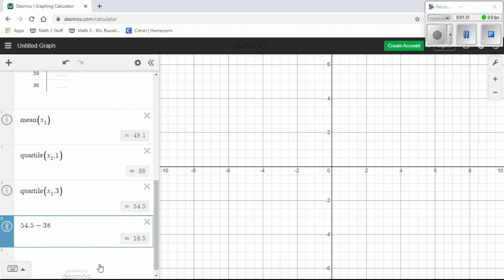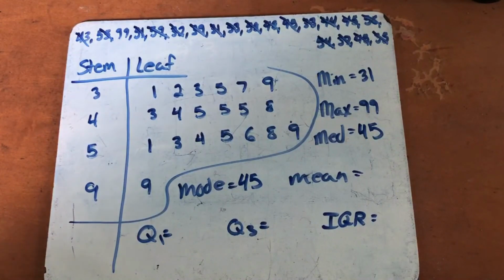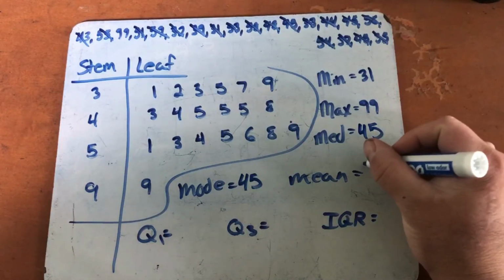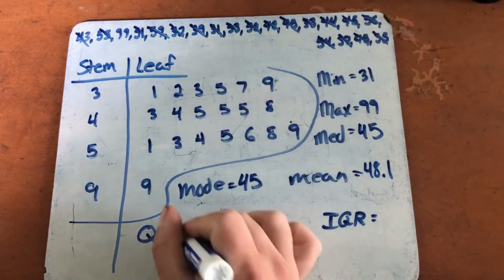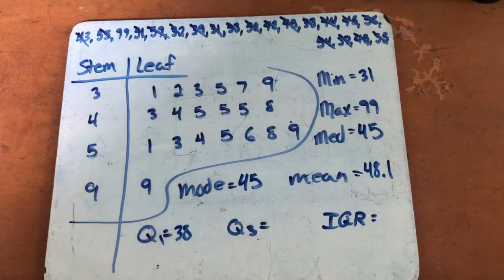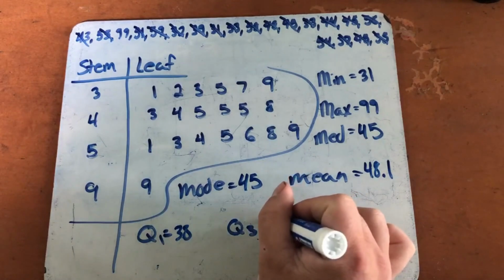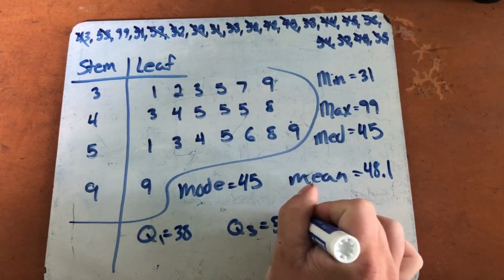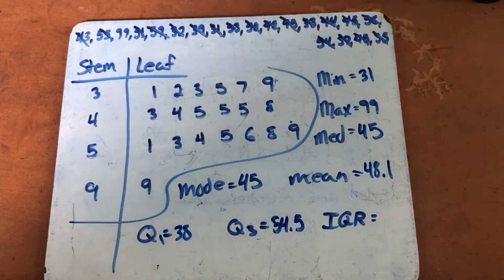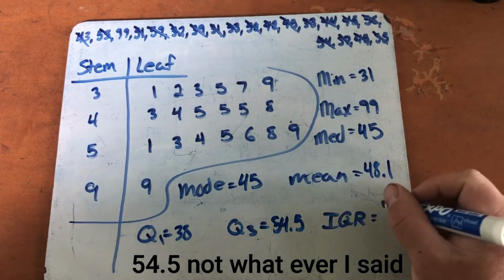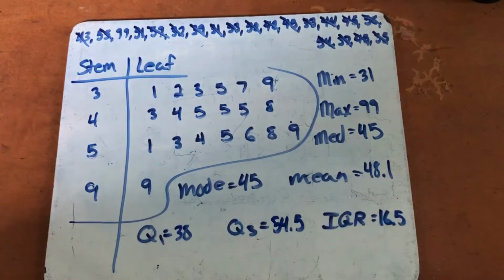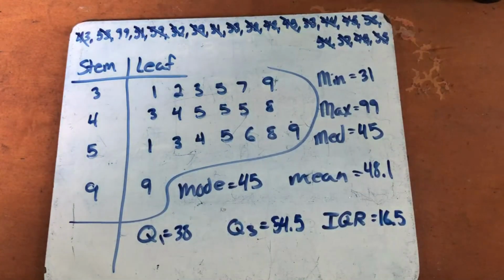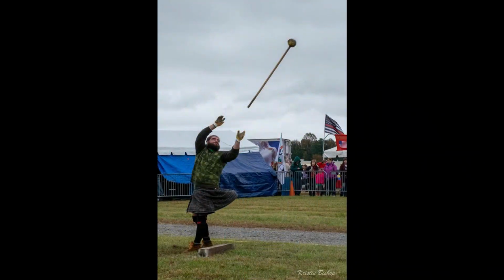And that's it. All right, so from using the computer, we found out that my mean is 48.1. My Q1 is 38. My Q3 is 54.5. And so my interquartile range is the difference between 38 and 54.5, which means I have an interquartile range of 16.5. All right, and there's my measures of central tendency.